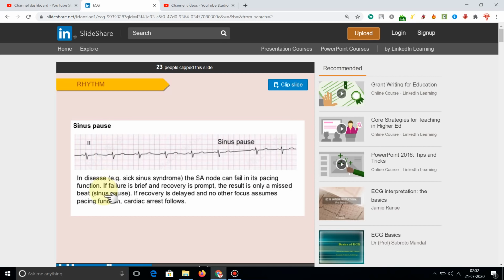Sinus pause, as in sick sinus syndrome: the SA node can fail in its pacing function. If recovery is brief, the result is only a missed beat. If recovery is delayed and no other focus assumes the pacing function, it is more serious.